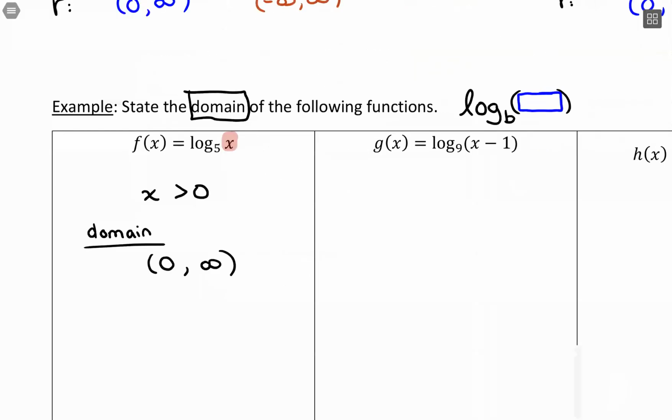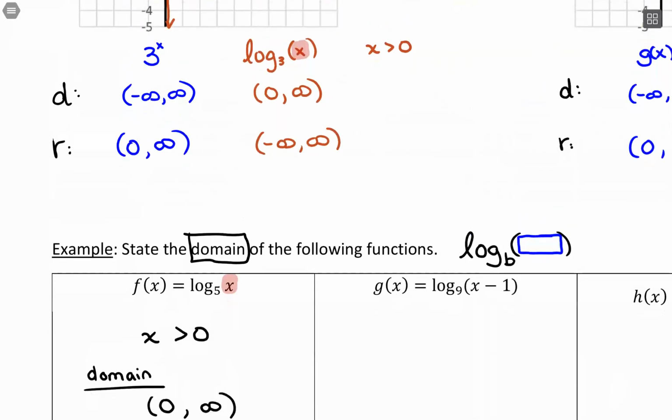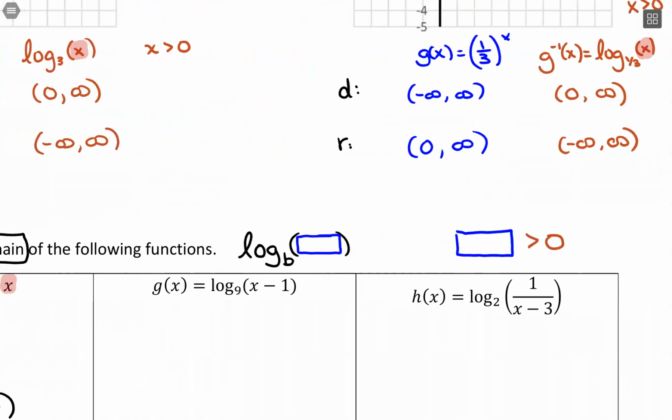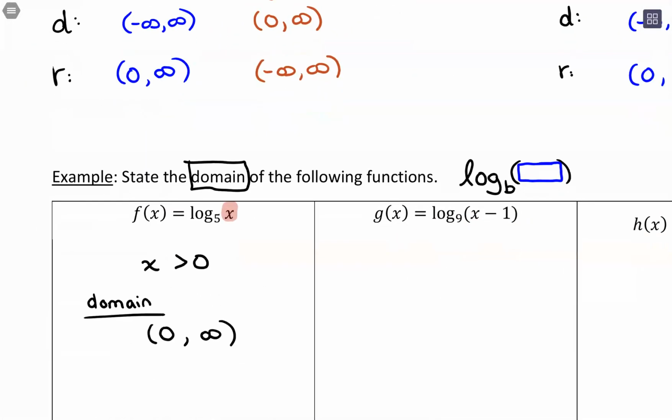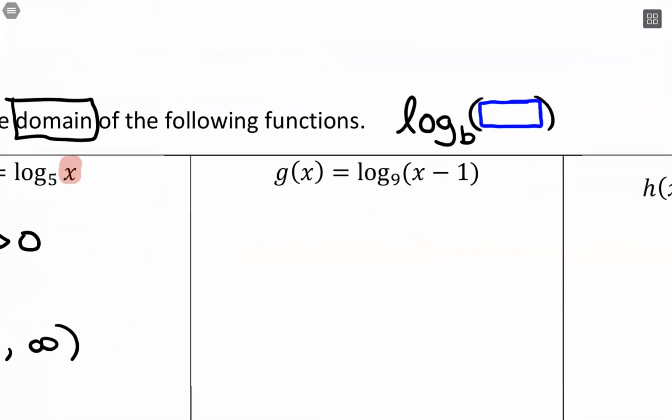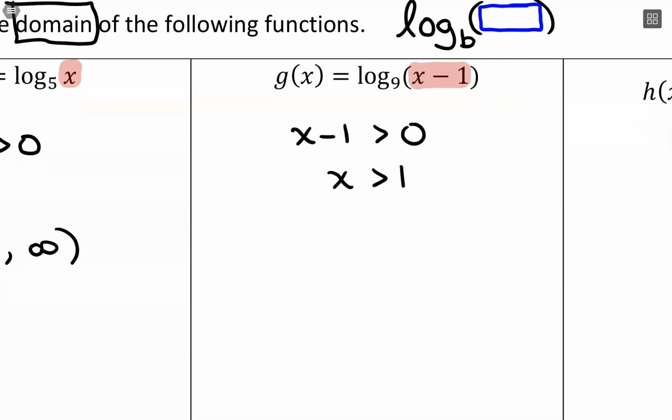So just like we saw for our logarithm functions up above, it doesn't really matter the base of the logarithm. If nothing else is going on inside the function and it's just your input x, then your domain is 0 to infinity. Whereas this next one, the input for our function is x minus 1, so it's this expression. So what we want to do is take that expression, x minus 1, and say that has to be more than 0. In order to input that into a logarithm, that has to be more than 0. And then we can solve and find that, adding 1 to both sides, x has to be more than 1.